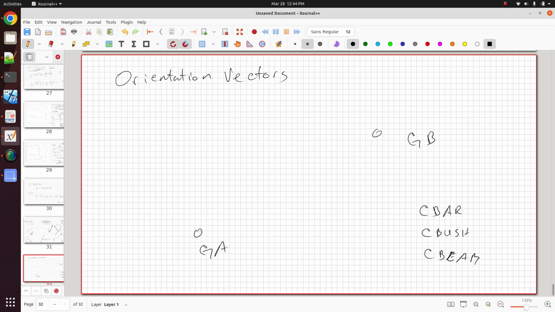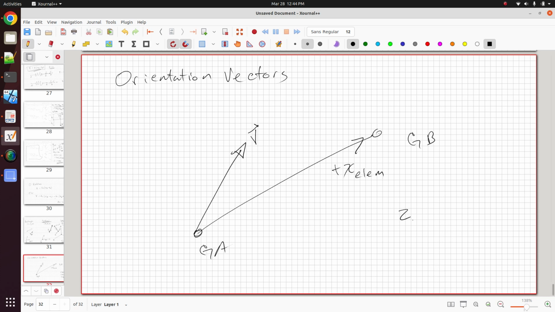So number one, you draw a line from GA to GB. Typically, this defines the positive x element axis. So here you could think that x element is from GA to GB. And then you have this orientation vector which has been defined. After this, you need to find z element and y element.